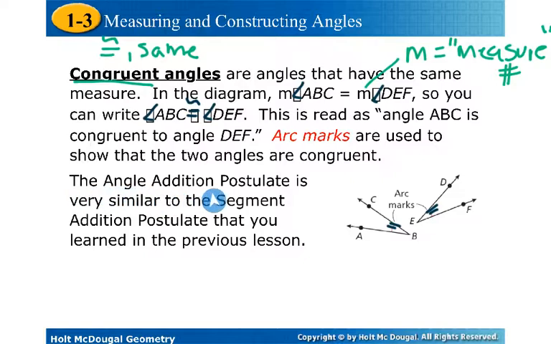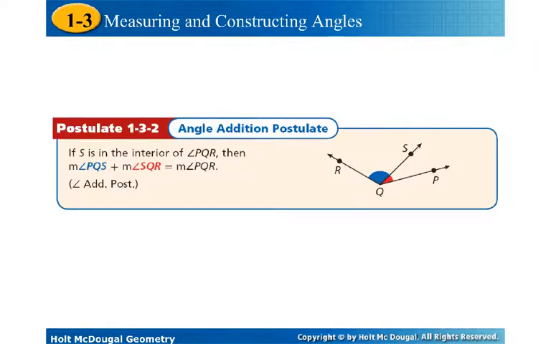There's also an angle addition postulate, which we're going to go through on the next slide. But remember, angle addition is very similar to segment addition, and hopefully you remember that segment addition said, guess what, you can add segment lengths together. So this one is, guess what, you can add angle measures together. The interesting part about segment addition as well as angle addition is that they do have to share that coordinate. So notice that they're sharing that vertex.